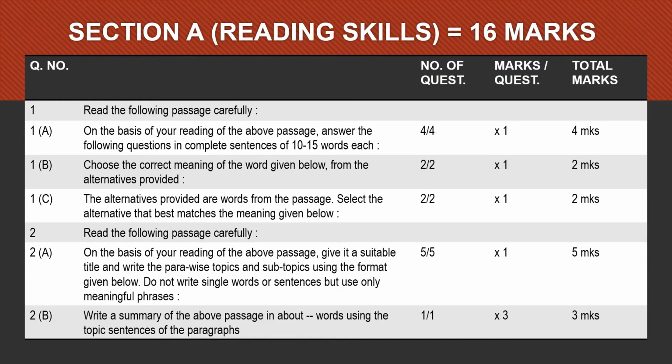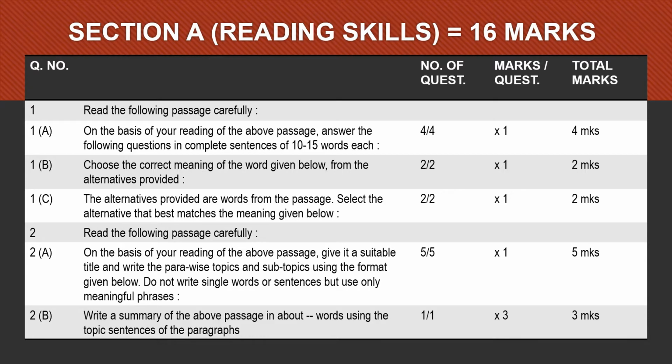1A is your normal question answers based on the passage. 4 questions, 1 mark each, gives you 4. Okay, 1B is choose the correct meaning of the word. So the word is from the passage and you have 4 alternatives under it. You have to choose the correct meaning from that. Okay, you have 2 of those kinds of questions for 2 marks.